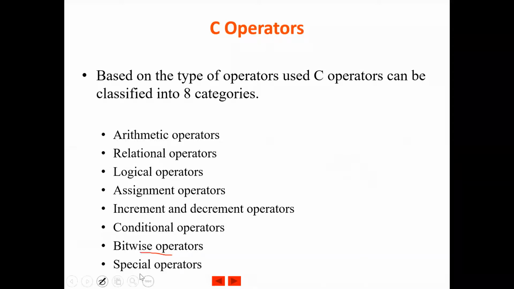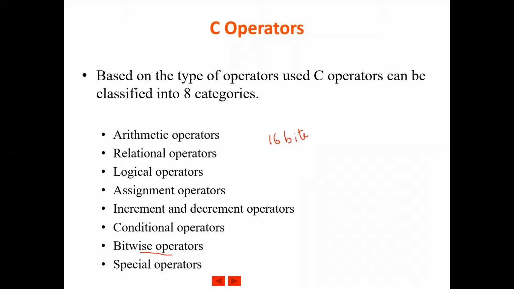Bitwise operator: we will see how to perform arithmetic operations in bits. 16 bits form 1 byte, right? So all the numbers we will be representing using bits and bytes. When we consider a number, we take its binary representation and then perform arithmetic operations. For that, we are using the bitwise operator.